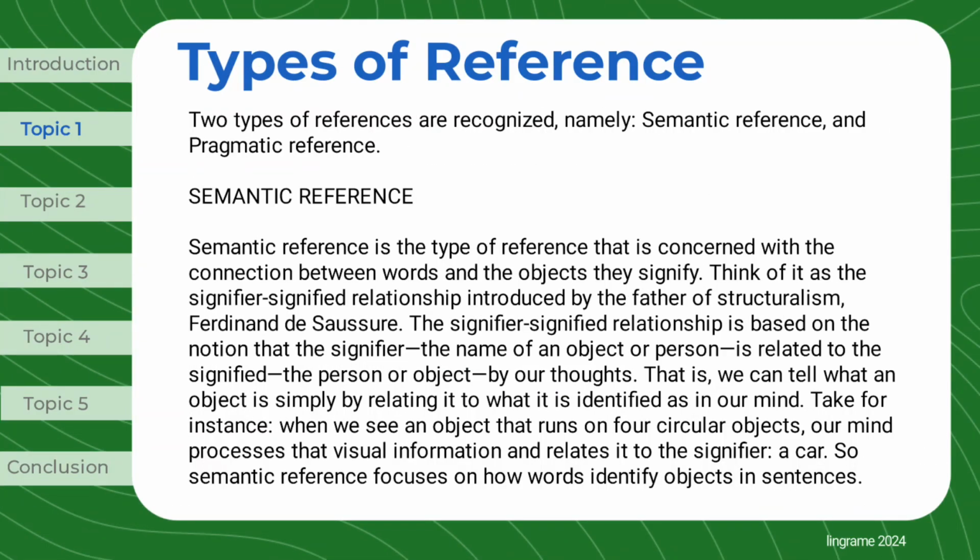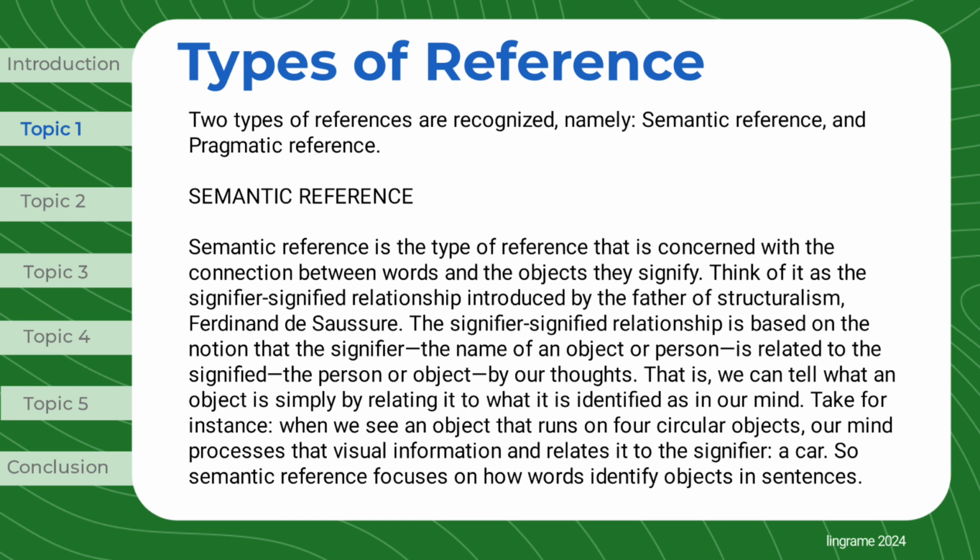Types of reference. Two types of references are recognized, namely, semantic reference and pragmatic reference. Semantic reference is the type of reference that is concerned with the connection between words and the objects they signify. Think of it as the signifier-signified relationship introduced by the father of structuralism, Ferdinand de Saussure. The signifier-signified relationship is based on the notion that the signifier, the name of an object or person, is related to the signified, the person or object, by our thoughts.